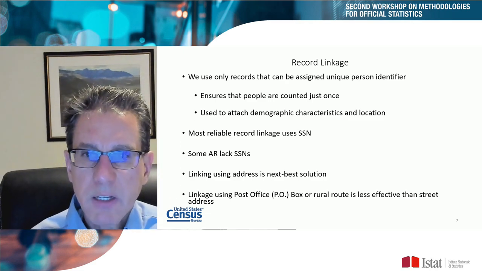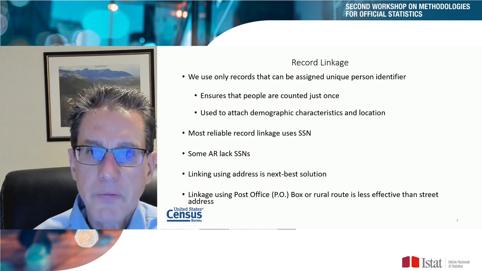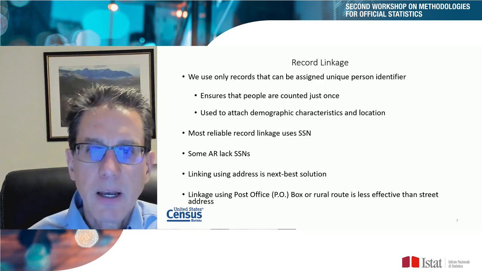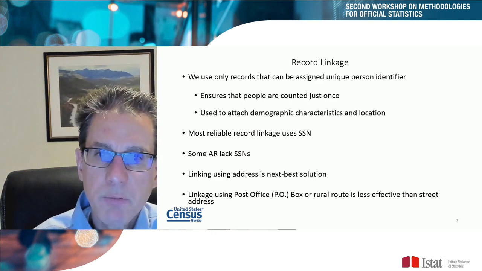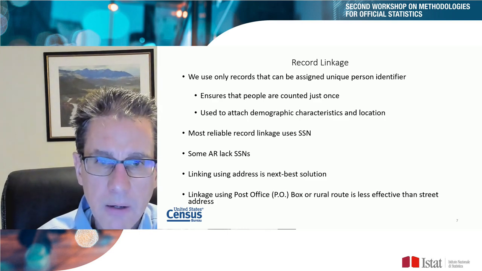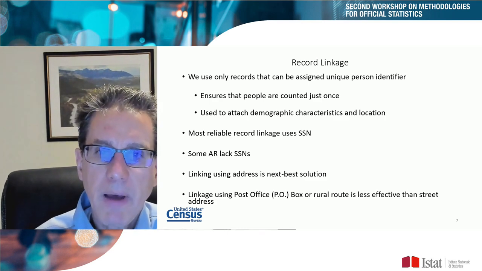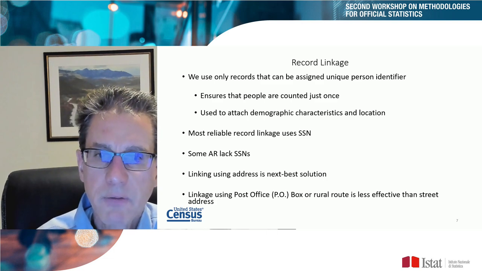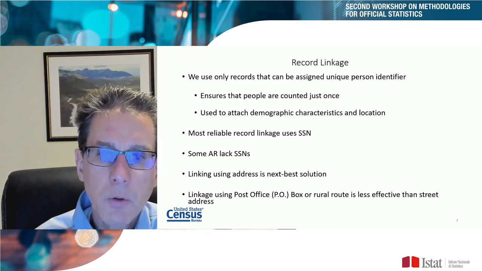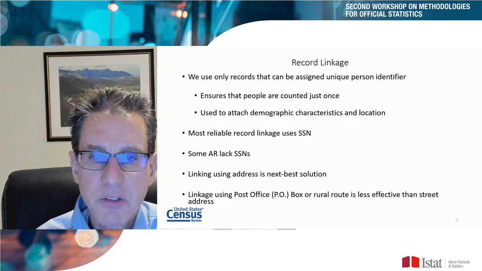So record linkage is another challenge. We only include people that we can assign a unique identifier, because we want to make sure that we're counting each person once and that we can merge in characteristics about their demographics and their location. We found that a Social Security number in the administrative record source gives you the most reliable record linkage. However, some sources don't have Social Security numbers, and so we turn to address as the next best.